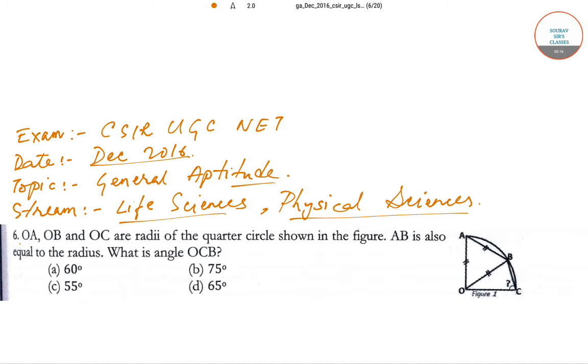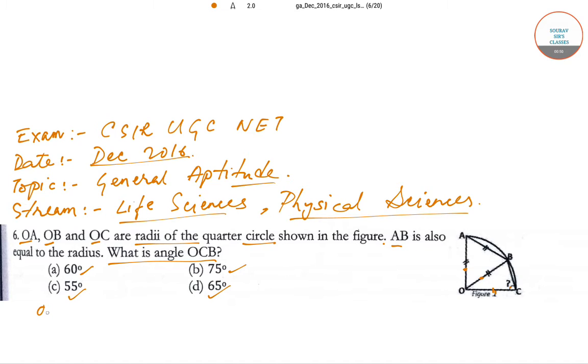The question is that OA, OB and OC are the radii of the quarter circle as shown in the figure. Now AB is also equal to the radius. So what is the angle OCB? This is the angle OCB that has been marked as the question mark over here. That is the angle OCB that we need to find out. Option A 60 degree, option B 75 degree, option C 55 degree and option D 65 degree. So these are the options that we have been given.